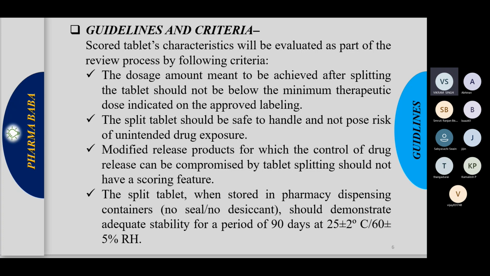Okay. So if you are providing splitting, it is basically for ANDA. If my dosage strength is 25 mg and I'm providing splitting, so my split unit contains 12.5 mg of drug, then that 12.5 mg should be above or meet the minimum therapeutic dose criteria. If it is not meeting the minimum therapeutic dose criteria, then there is no meaning of the scoring. So scoring need not be provided in that case. I'm just giving an example that splitting will be provided only when the split portion is able to meet the minimum therapeutic dose criteria.